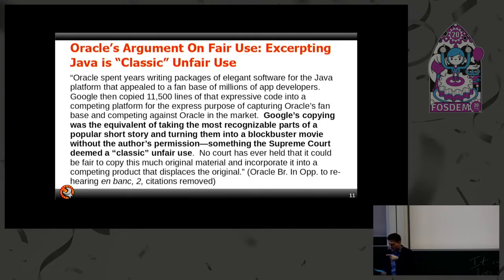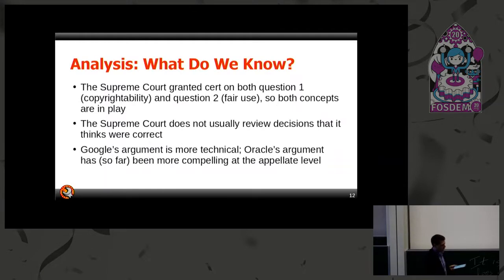But this idea, the bolded portion: Google's copying was the equivalent of taking the most recognizable parts of a popular short story, turning them into a blockbuster movie without the author's permission, something that the Supreme Court deemed a classic unfair use. So let's think about this for a moment. What do we know? As I mentioned, the Supreme Court granted certiorari on both questions.